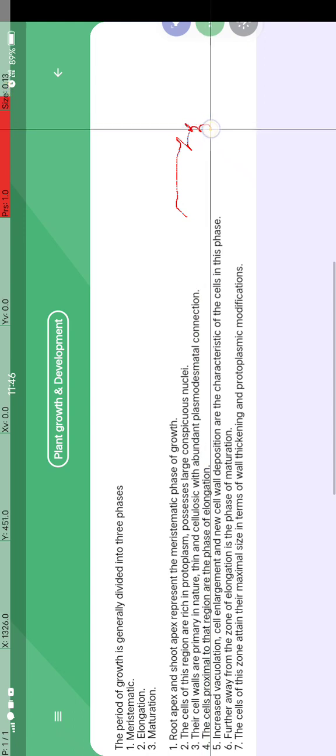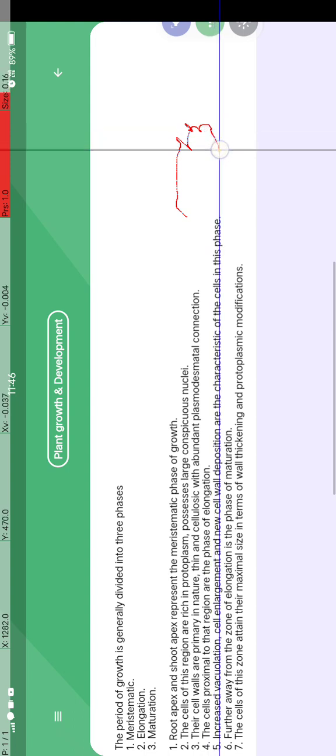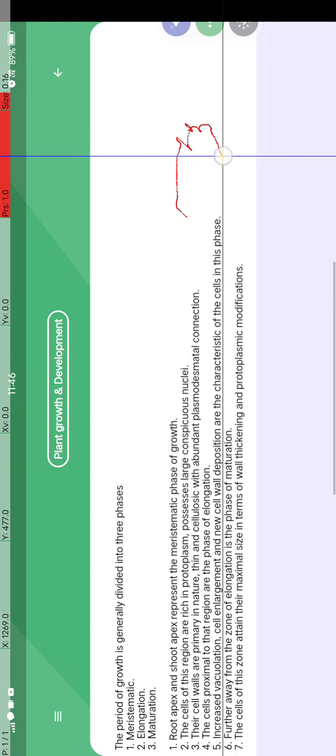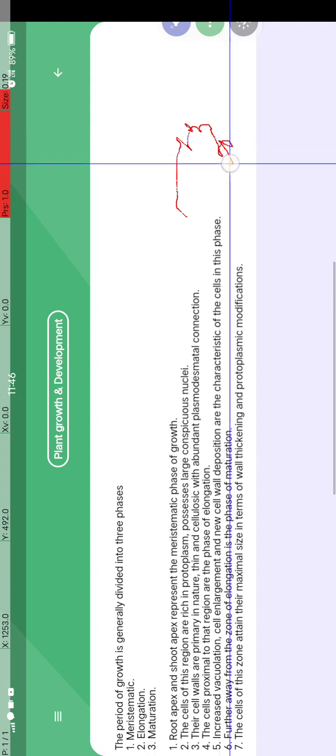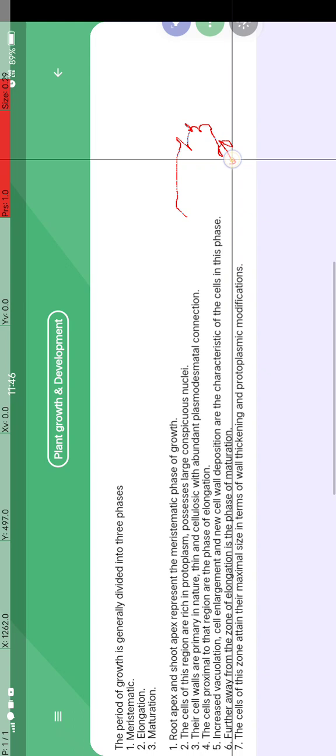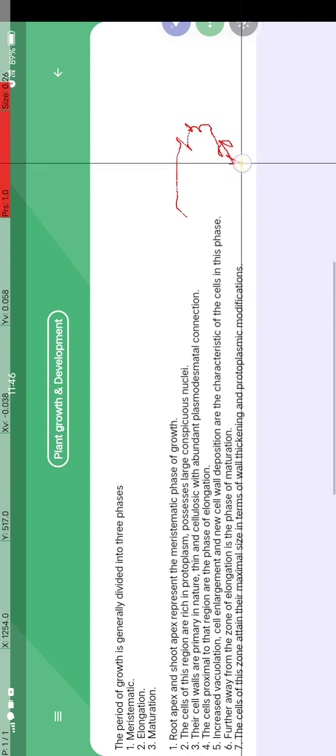The cells proximal to the meristematic region are in the phase of elongation. Increased vacuolation, cell enlargement and new cell wall deposition are the characteristics of the cells in this phase, okay. And further away from the zone of elongation is the phase of maturation. The cells of this zone attain their maximal size in terms of wall thickening and protoplasmic modification.